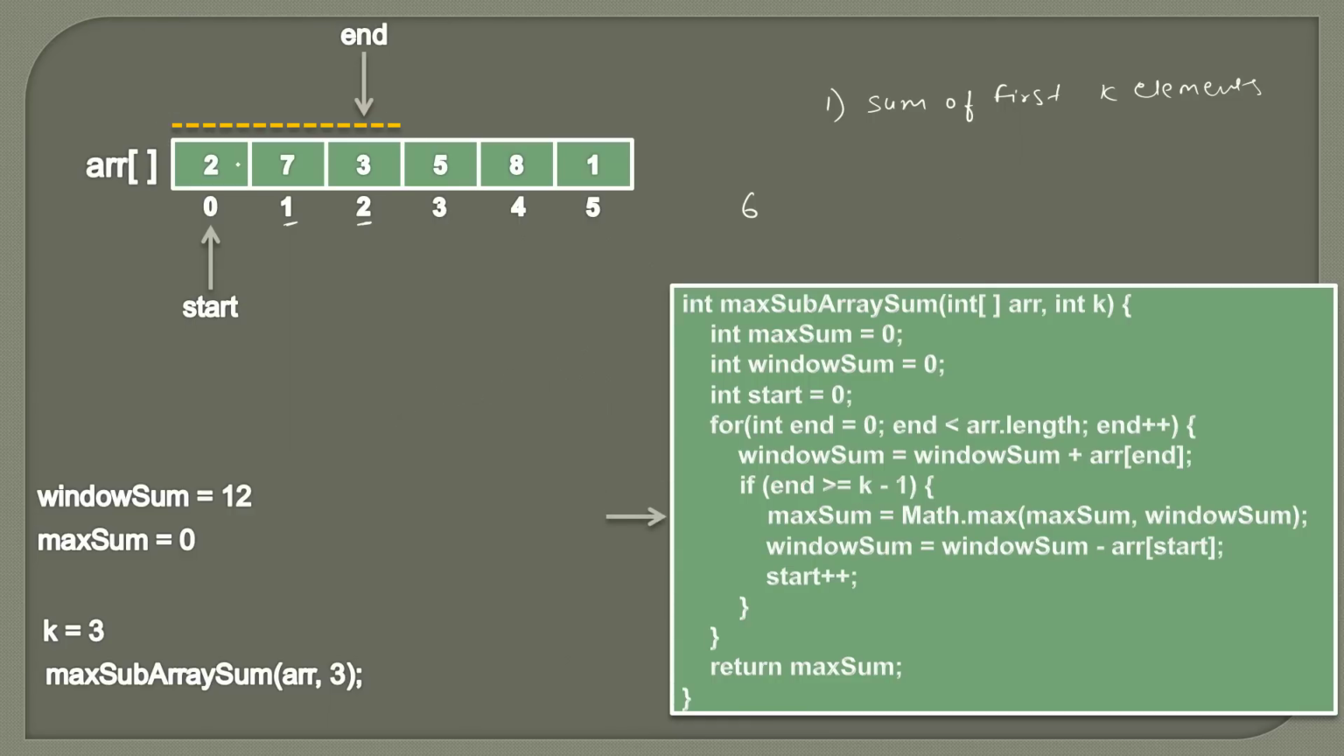So here, as we have calculated the sum of the first k elements, it means we know the sum of the first sliding window of size k, which is 12. At the start, max sum is 0. So now what we do is we simply compare max sum and window sum, and whichever is the maximum between these two, we simply assign to max sum. So here, as we have calculated the sum of the first k elements, which is the first window, initially max sum is 0.